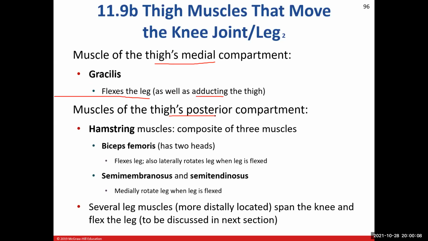Right. The hamstring muscles, again, on the thigh's posterior compartment, but they are going to have an effect on the knee joint. We talked about this. You've got your biceps femoris, which is the lateral muscle, and then the semimembranosus and semitendinosus, which are the more medial muscles. So all of these will flex the leg, that's bend the knee, right? But biceps femoris, because it's lateral, is going to laterally rotate the leg when the leg is flexed. Whereas semimembranosus and semitendinosus will medially rotate the leg when the leg is flexed. All right. So keep in mind, this is all based on where they're located.